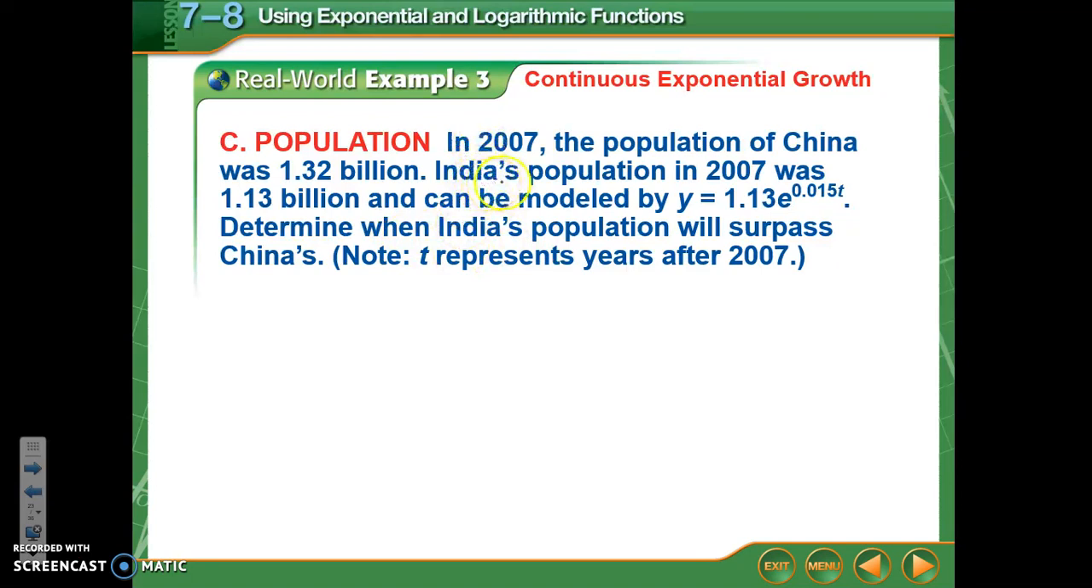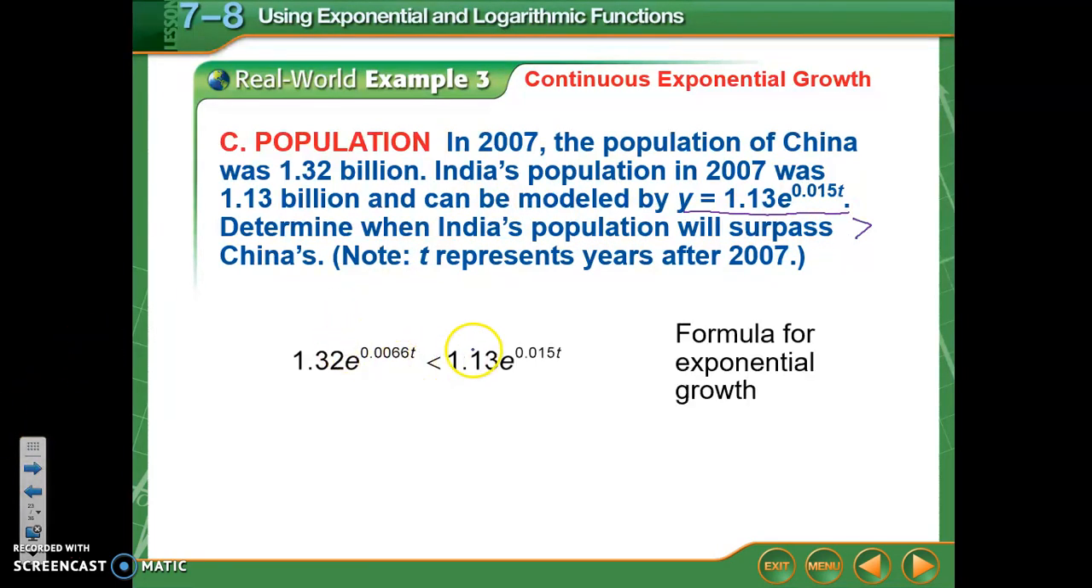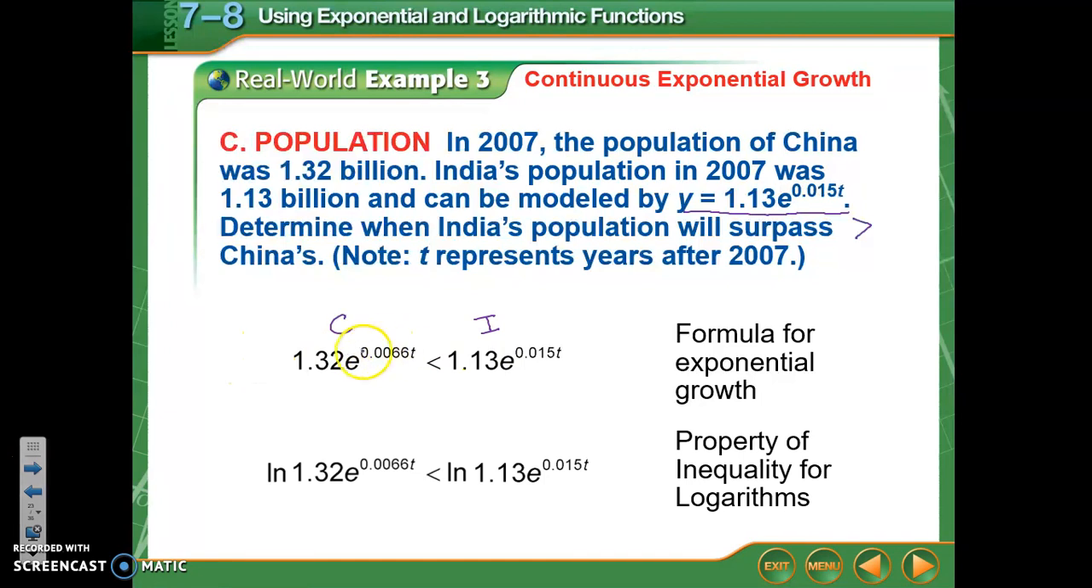It says India's population in 2007 was 1.13 billion, and they give us an equation for India's population. So we don't have to worry about finding K, they give it to us. We want to know when India's population will surpass or be greater than China's population. So we set up an inequality, right? This is India, and this is China. I need India to be greater than China, or I need China to be less than India for the question that they're asking me. So in this case, I have both sides. I have a base of e, so I'm going to take the natural log of both sides.